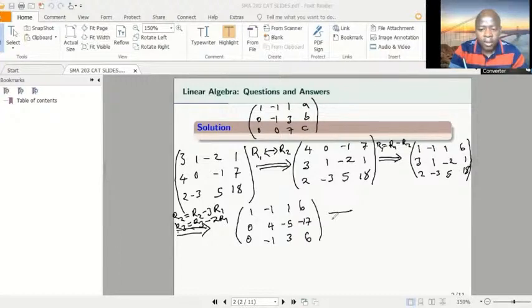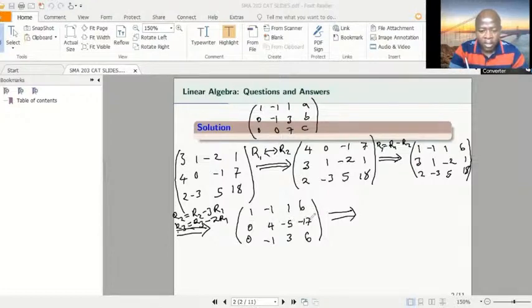Now, what is the next thing that we want to achieve? -1 in this second row, second column position. But what I have is 4. So the option is maybe we may divide row 2 by 4. But when you divide row 2 by 4, what do you get? You get 1 in this position. And in this position, you get -5 out of 4. That is not what we want. What we want is 3. That means the option of dividing row 2 by 4 will not work for this question.